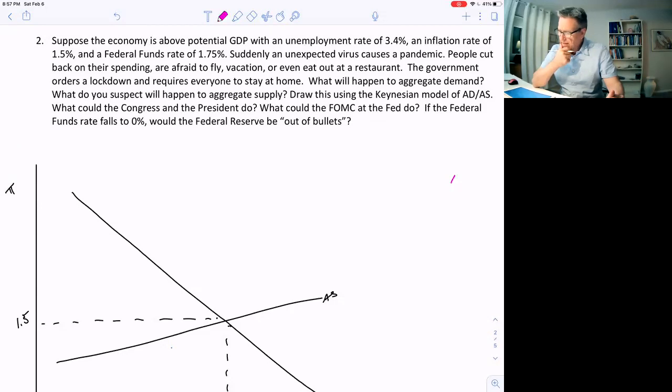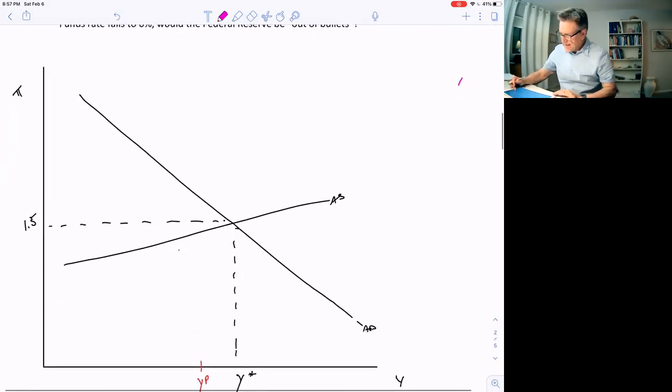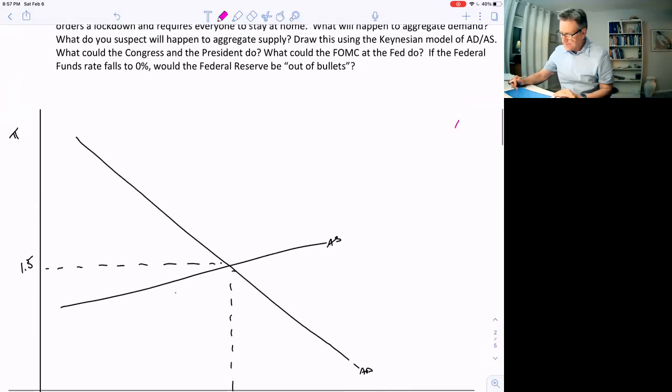Suddenly there's an unexpected virus causing a pandemic. Sound familiar? People cut back on their spending. Nobody starts flying, afraid to go out to eat or vacation. The government imposes a lockdown, essentially hitting a pause on the economy and ordering everyone to stay home. So what's going to happen here in this economy? What's going to happen to aggregate demand?